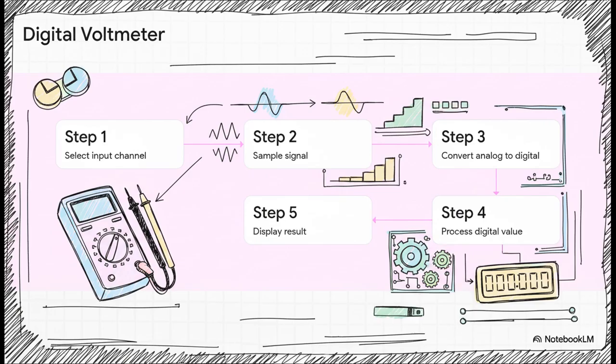You see this all the time in the real world. A digital voltmeter is a perfect example. It has to follow this super strict order. Pick a channel, then sample the signal, then convert it, then process it, and only then, at the very end, can it display the result. You just can't show a result before you've even taken a sample. Here, order is absolutely everything.